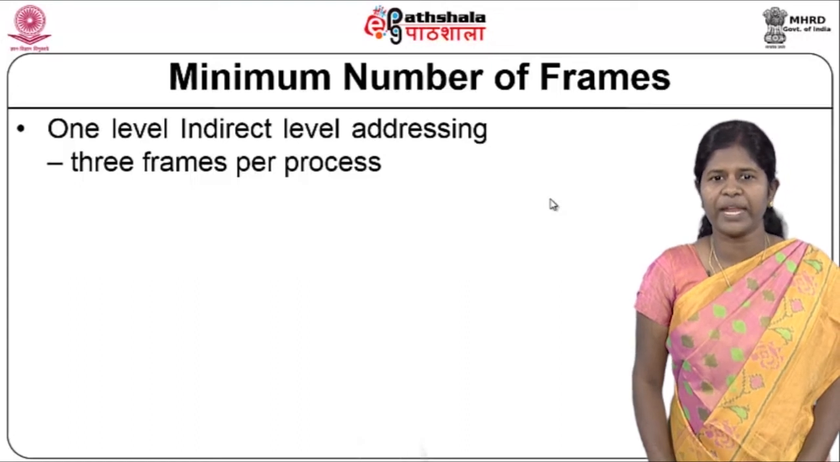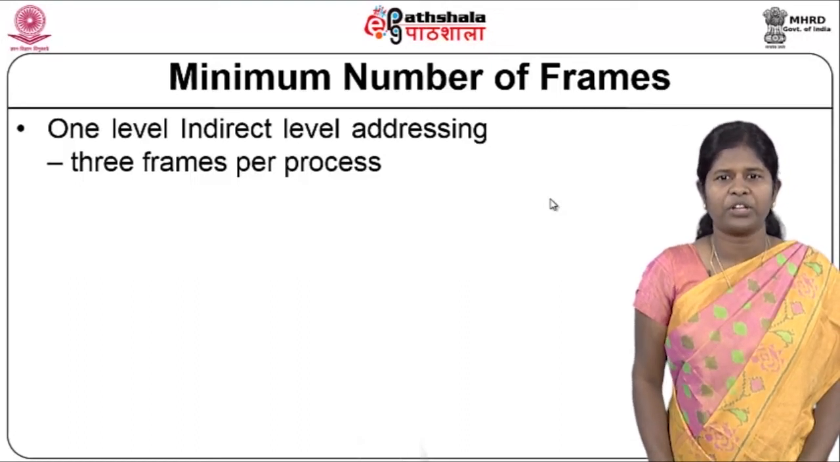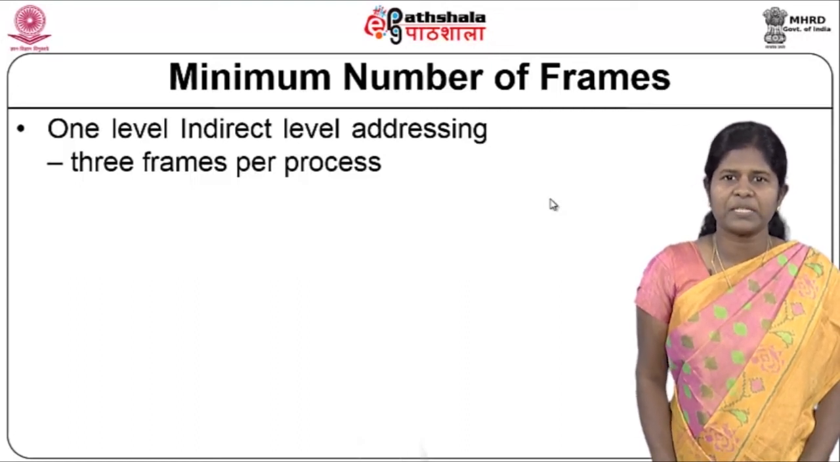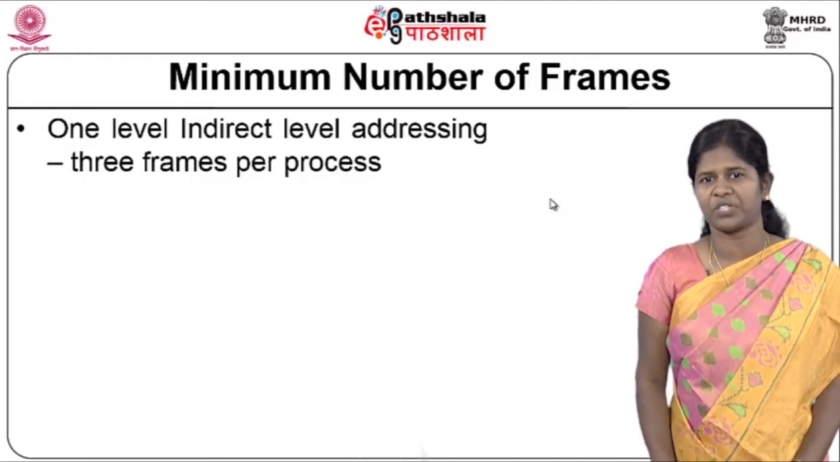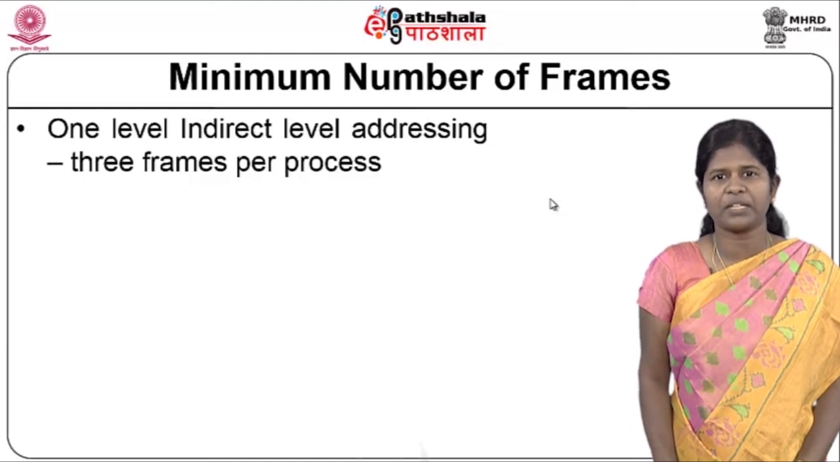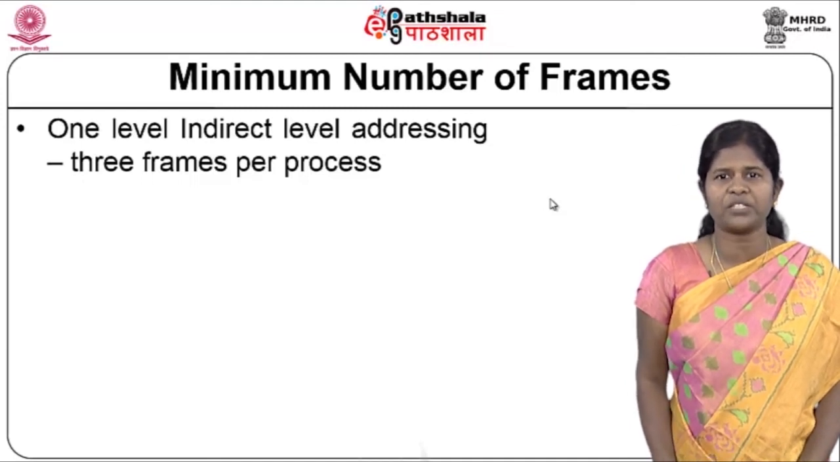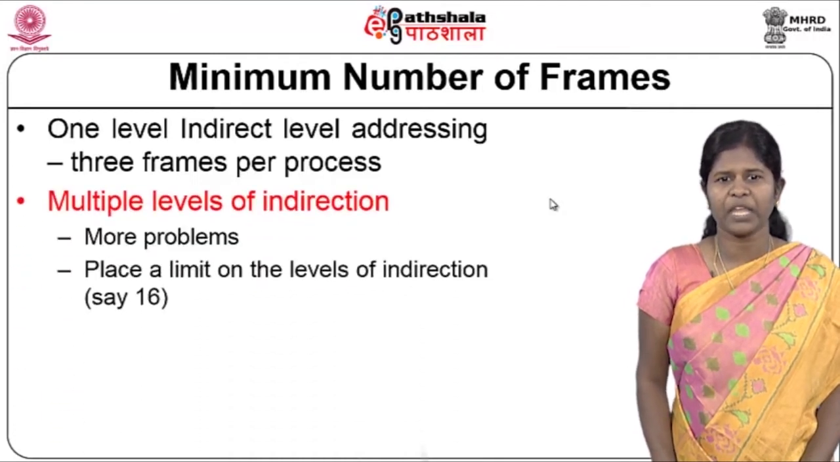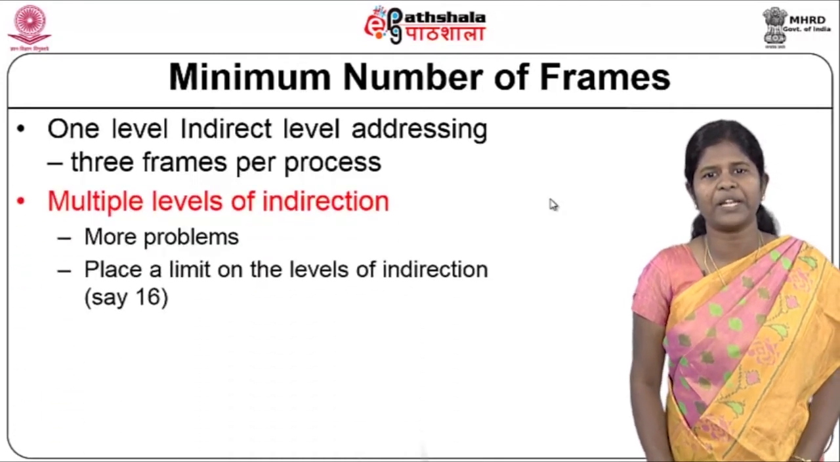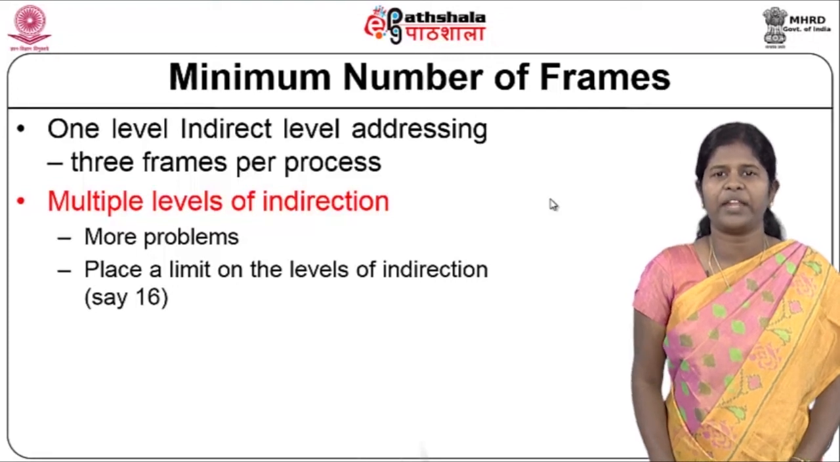So, totally you will need 3 frames for each process, and that is for executing even one instruction you will need 3 frames. So, for a process in such a kind of situation, you need to allocate at least a minimum of 3 frames. And suppose if you have multiple levels of indirection, then you have more problems.